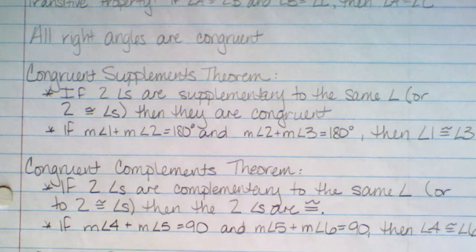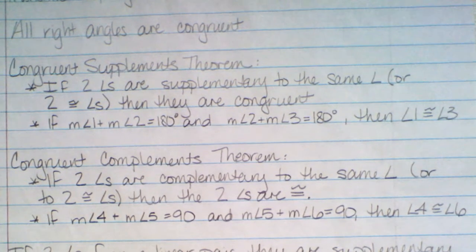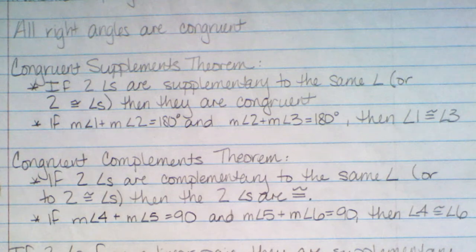The congruent complements theorem should look very similar to the supplements theorem, except we're talking about complementary angles. If two angles are complementary to the same angle, or to two congruent angles, then those two angles are congruent to each other. So if the measure of angle 4 plus the measure of angle 5 equals 90 degrees, and the measure of angle 5 plus the measure of angle 6 equals 90 degrees, just like we did above in the supplements theorem, we can set those two equal to each other, subtract out angle 5, and we find that the measure of angle 4 is equal to the measure of angle 6.